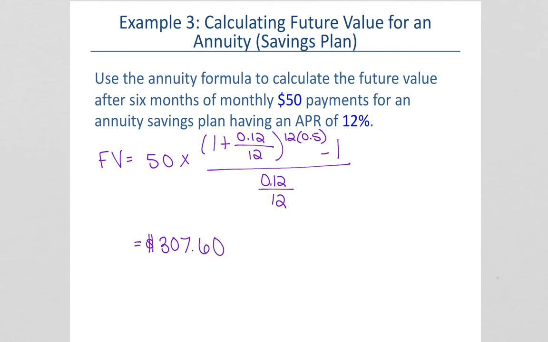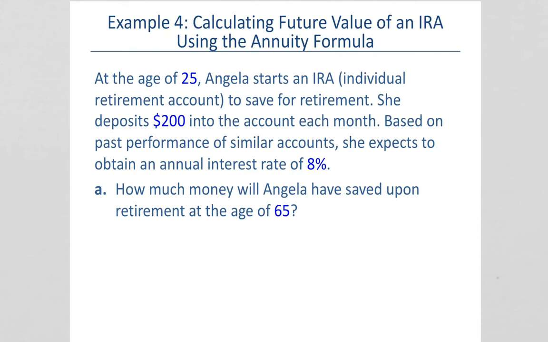$307.60. Again, check yourself. Shoot me an email if you don't get that answer. At the age of 25, Angela starts an IRA, that's a retirement account, to save for retirement. She deposits $200 into the account each month. Based on past performance of similar accounts, she expects to obtain an annual interest rate of 8%.